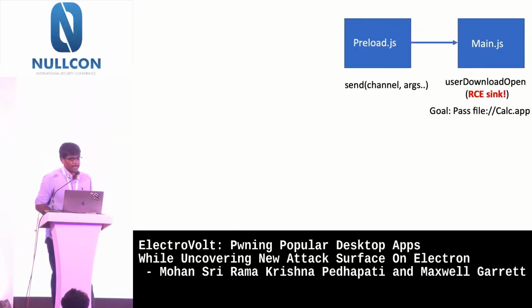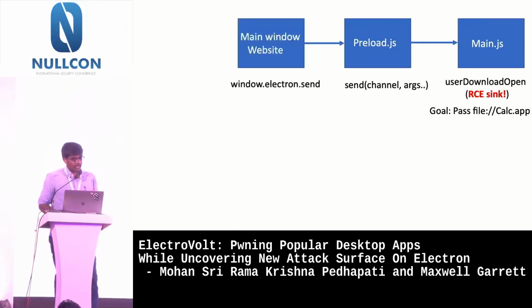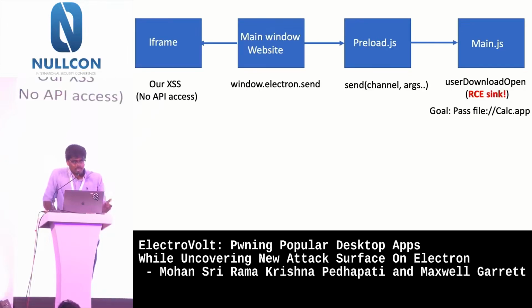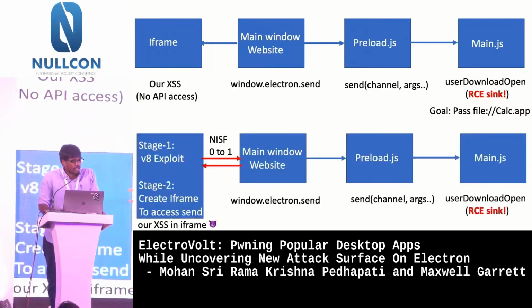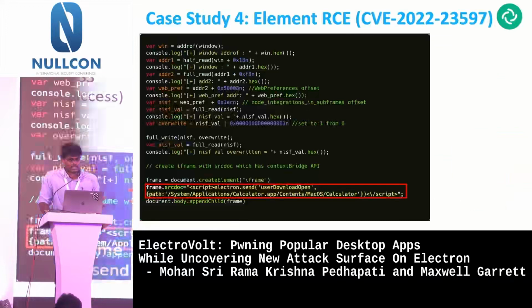We have an RCE sink, and the preload.js has access to IPC, right? So it can send a message to the main process, and it also exposed the context bridge to the main window. But the iframe we are in, the iframe where we have access, can't access window.electron.send because nodeIntegrationInSubFrames is set to false. So what you do is run a V8 exploit, and it sets nodeIntegrationInSubFrames to 1 and creates an iframe, and there we can access window.electron.send.